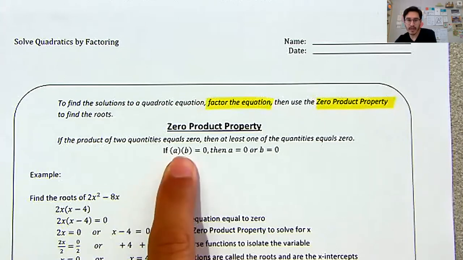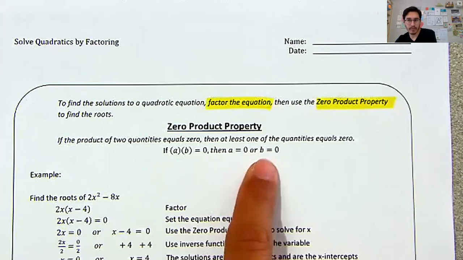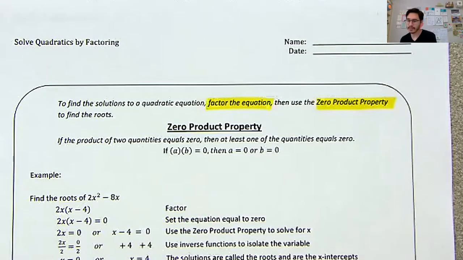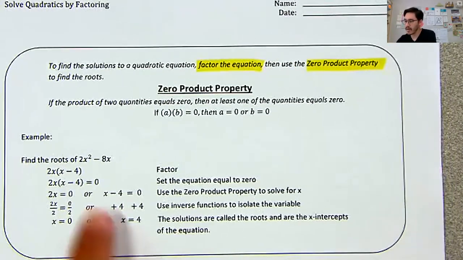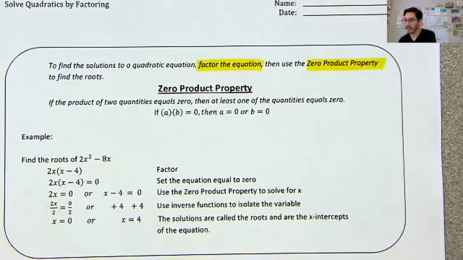If I have A and B and the product is 0, then one of those two variables has to be 0. Maybe it's A, maybe it's B. Could be both, right? But at least one of them has to be 0. All right, so here is an example, right? It says find the roots of 2x squared minus 8x, right?